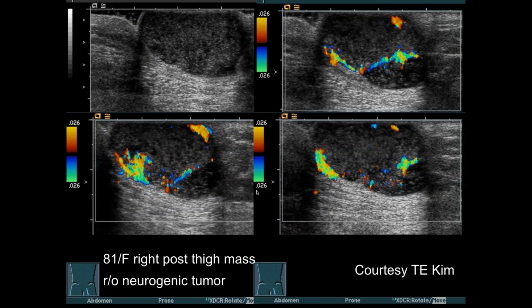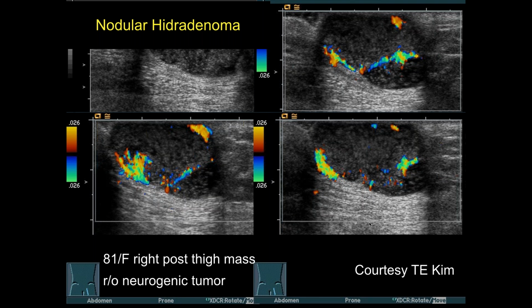Okay. So we have an 81-year-old female with a right posterior thigh mass and rule out a neurogenic tumor, and we have four sonogram images demonstrating an echogenic lesion. Looks like it's subcutaneous and superficial to the muscles, and there is vascularity associated with it. And a lot of through transmission too.